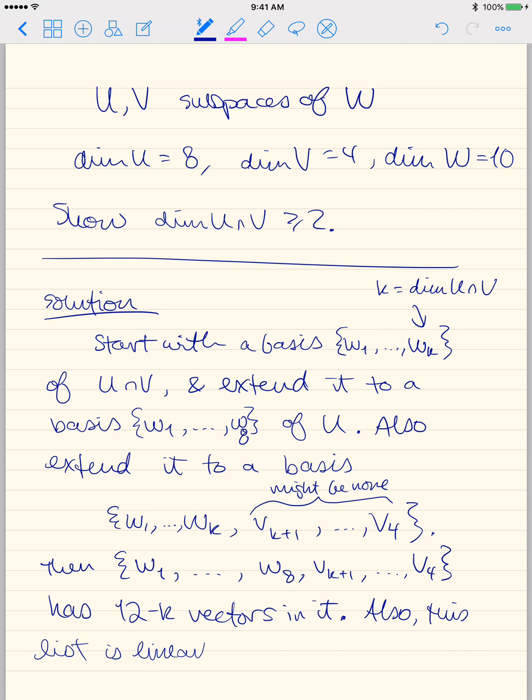And then we're going to claim that this list is also linearly independent. And this really explains, I think, the answer to the question that we had earlier, which is why do you start with a smaller space, come up with a basis, and then fill it out to a basis of these larger spaces? This is why. When you do that, you guarantee linear independence when you start putting these spaces together.